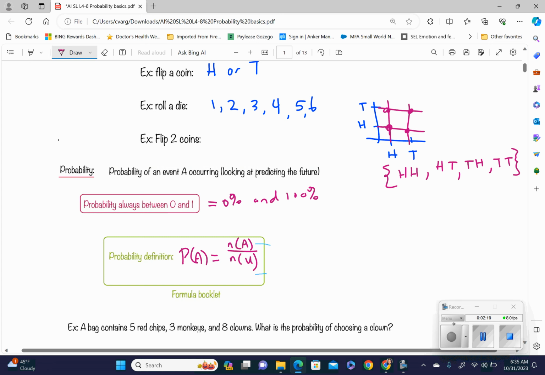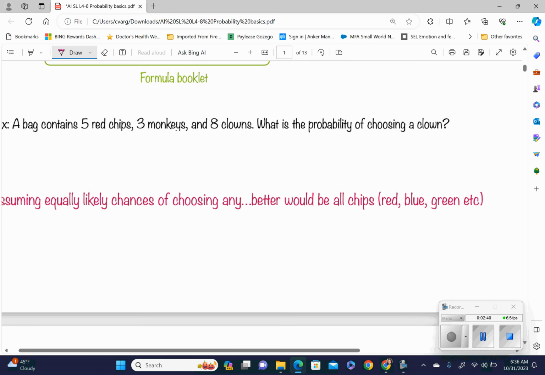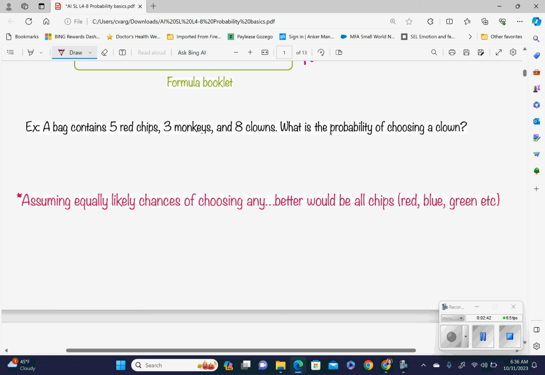The probability definition is given to you in your formula booklet, so you don't need to memorize it, but it's pretty straightforward, right? The probability of A happening is you put the number of A on the top, and then on the bottom is going to be the number of the total, which we call U, okay? This is the total outcomes on the bottom, and that's a number, and on the top you're going to put the number of outcomes in A, whatever A is, okay?